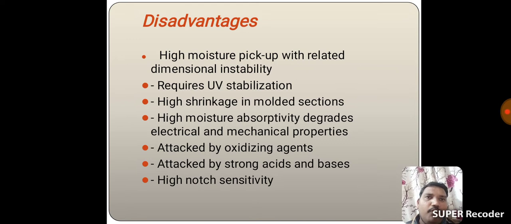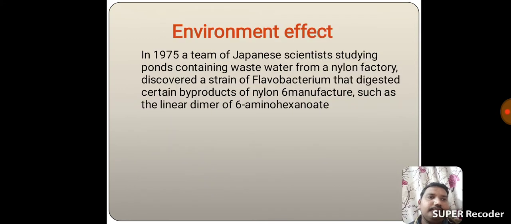Next, disadvantages. High moisture pickup with related dimensional instability. It requires UV stabilization. Next, high shrinkage in molded sections. High moisture absorptivity degrades electrical and mechanical properties. Attacked by oxidizing agents, attacked by strong acids and bases, and high notch sensitivity.